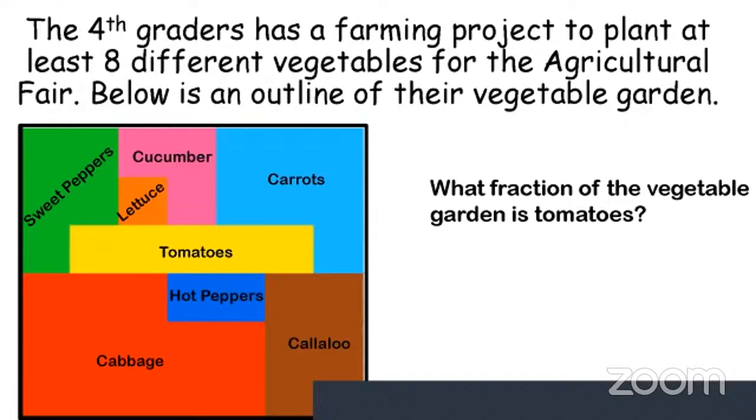How many equal parts do you think this vegetable garden is really divided into? Can anyone share that? What do you think our denominator would really be? Yes, Kalia? Our denominator would be 8 because there are 8 different vegetables in the garden at the fair.